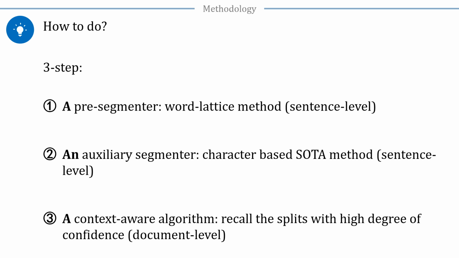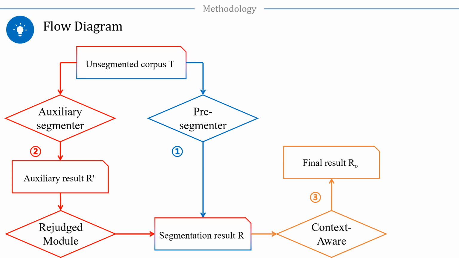The context-aware algorithm considers the document-level information and acts on the global field of discourse, so the method can be regarded as a document-level optimization. Here is the flow diagram of our proposed method.